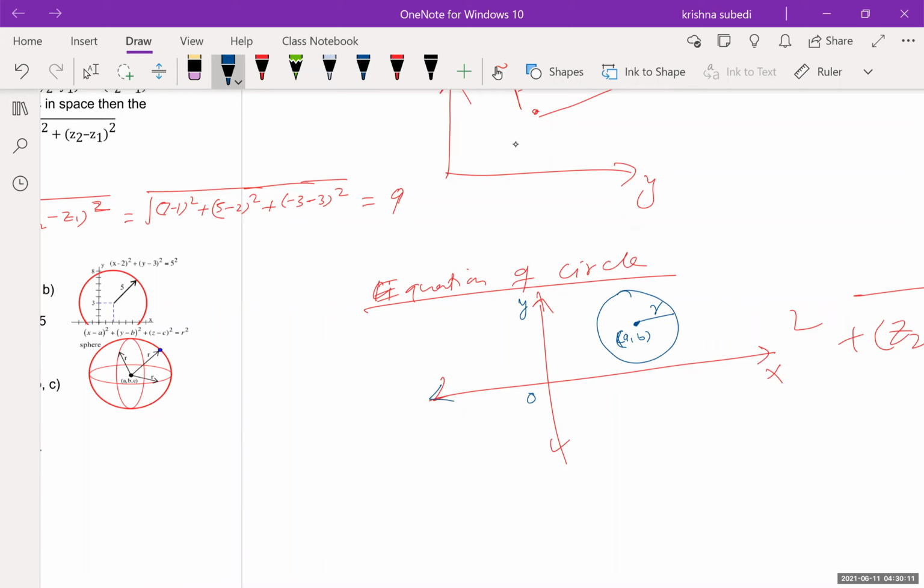Now, what is the equation of a circle? Well, you know that from high school, the equation of a circle is given by, we just consider one random point, x minus a square. X and y is just a point on the circle, so x minus a square plus y minus b square equals r square. That is the equation of a circle.